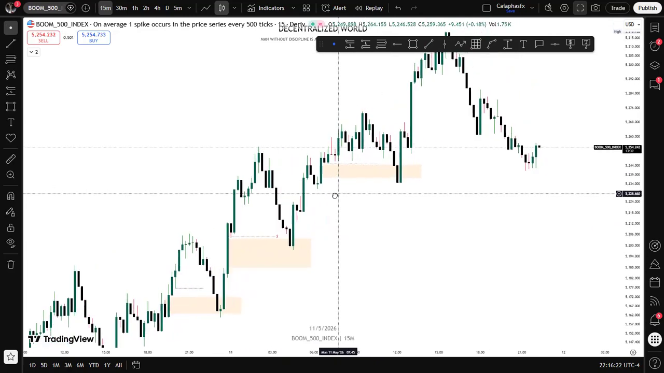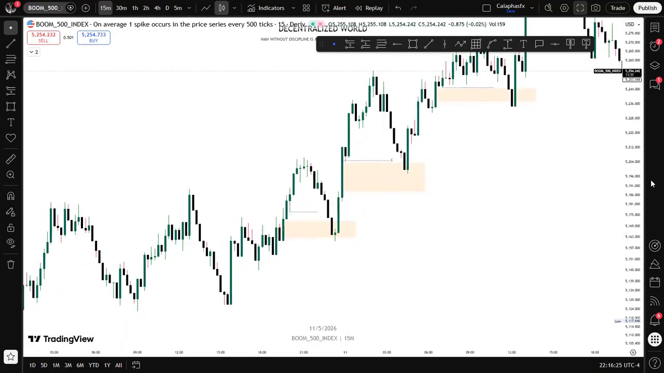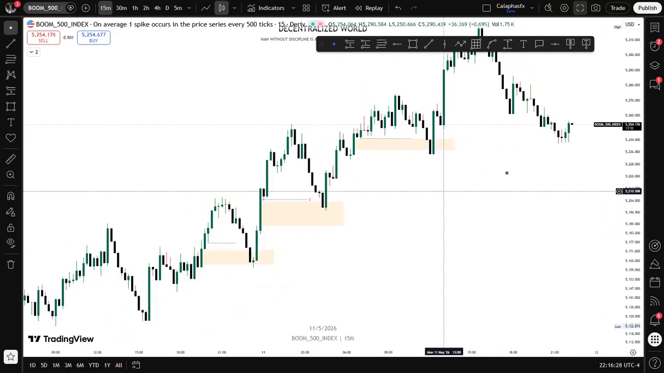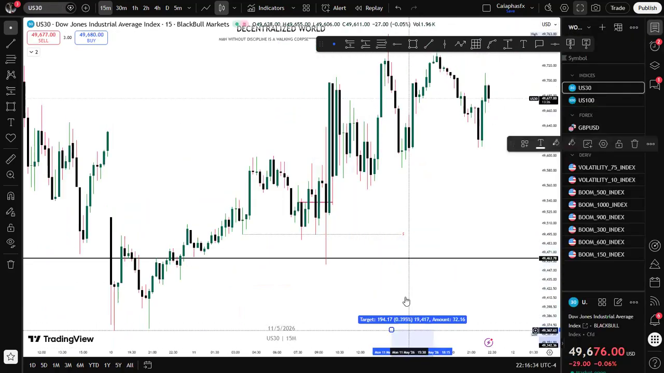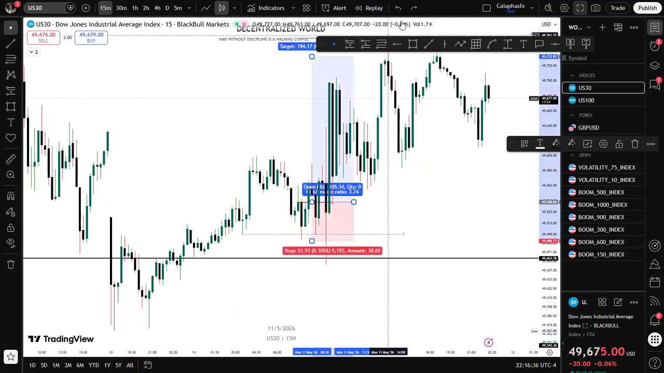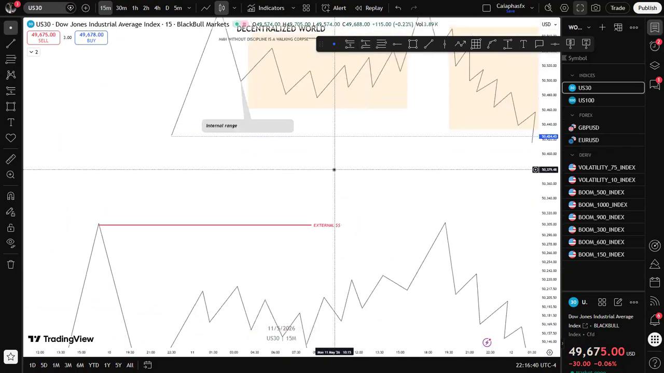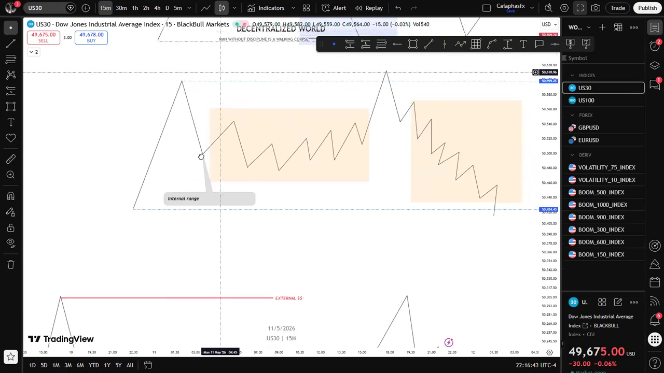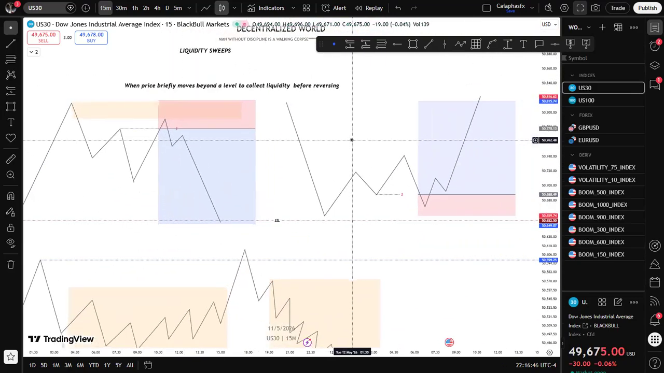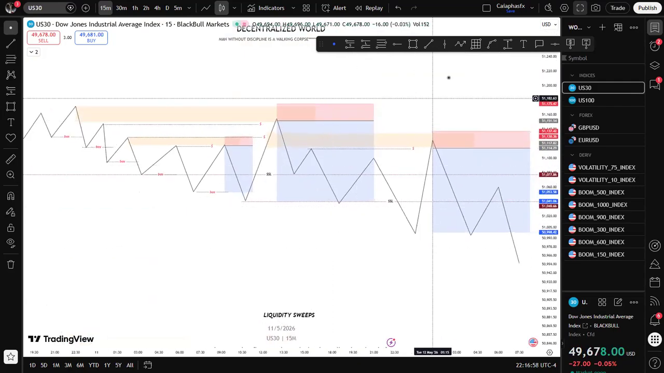Just to go higher. So it's all aligned with what I explained, everything here. Internal range liquidity to the external range liquidity, from the external range liquidity to the internal range liquidity. So that's how the market tends to work, right? Market moves from liquidity to liquidity, point of liquidity to point of liquidity. So you could try backtesting it, and then you can see for yourself how it actually works. Stay paid.